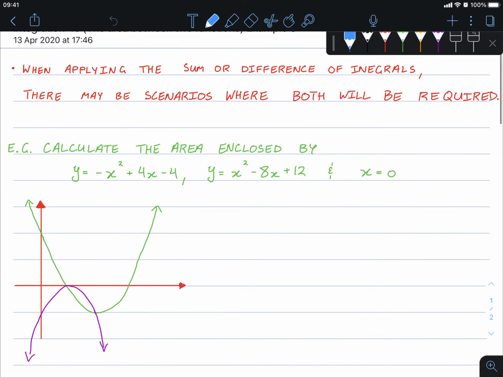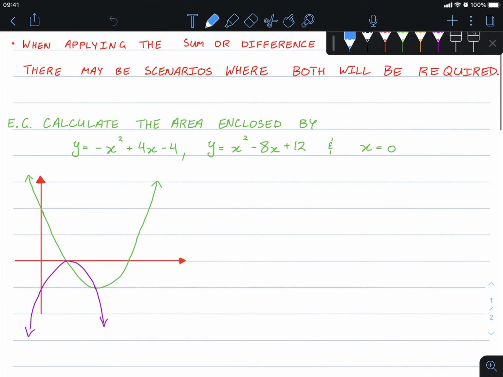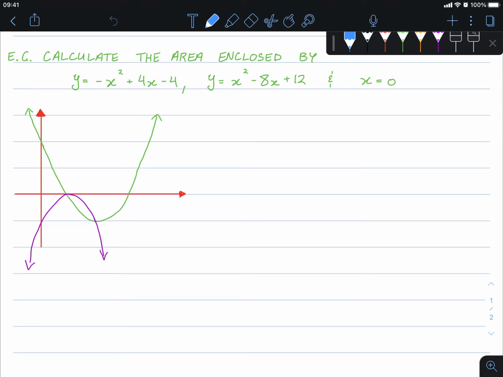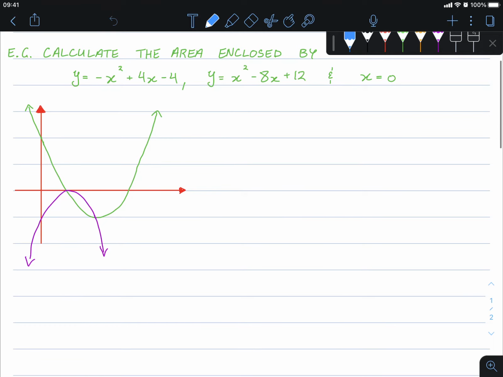So when applying the sum or difference of integrals, there may be scenarios where both need to be applied. So I want you to go ahead, try and graph this and highlight the area that we are actually going to calculate in this particular question. Go ahead, pause the video and give it a go.